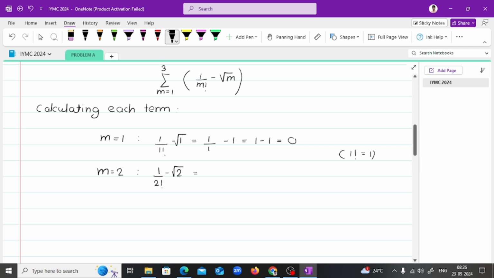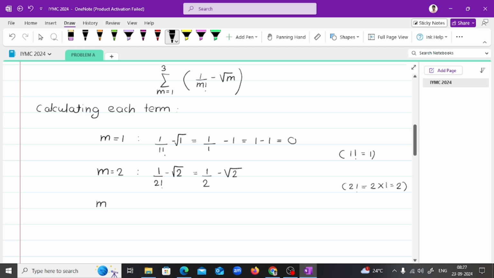But we know that 2 factorial is nothing but multiplication 2 into 1, which is equal to 2. So 1 upon 2 minus root 2. We will keep this term as it is. We will not simplify further. If it is required, then we will find the value of square root of 2 in decimal form, but at this stage we will keep it as it is.